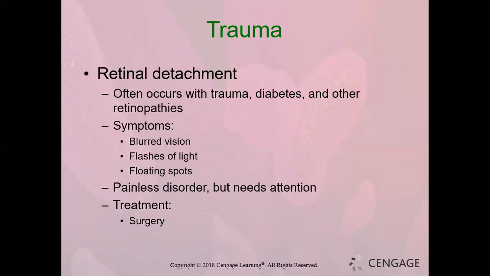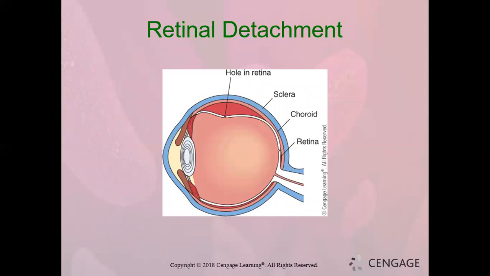Retinal detachment. I have never seen this, but this apparently often occurs with trauma, diabetes, and other retinopathies. These people will have blurred vision, flashes of light, floating spots. It's a painless disorder, but it does need attention and surgery. There's the detachment that you see due to the little hole. That little white line right there should be up just like it is there on the bottom. And obviously, when you're talking about refractions and the light coming through that area and refracting off the back, that's going to mess that up.